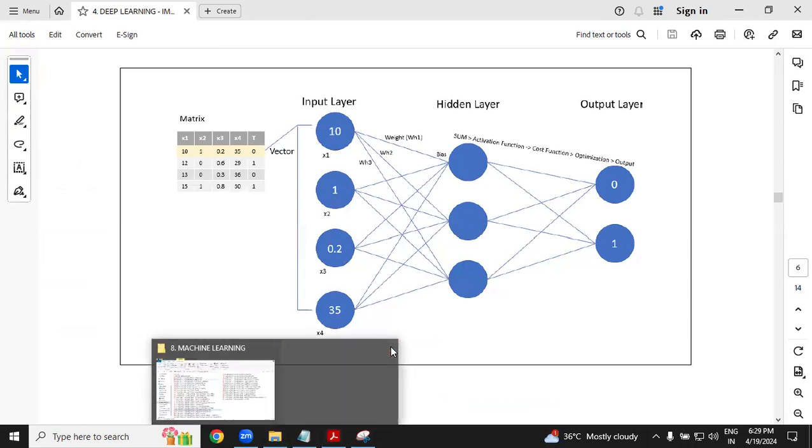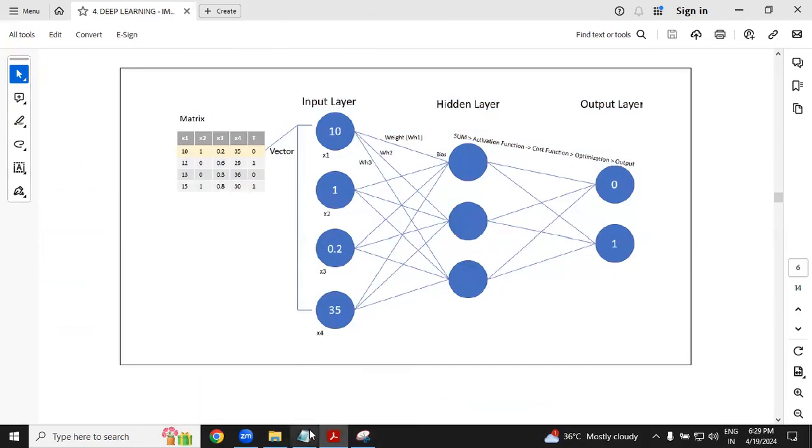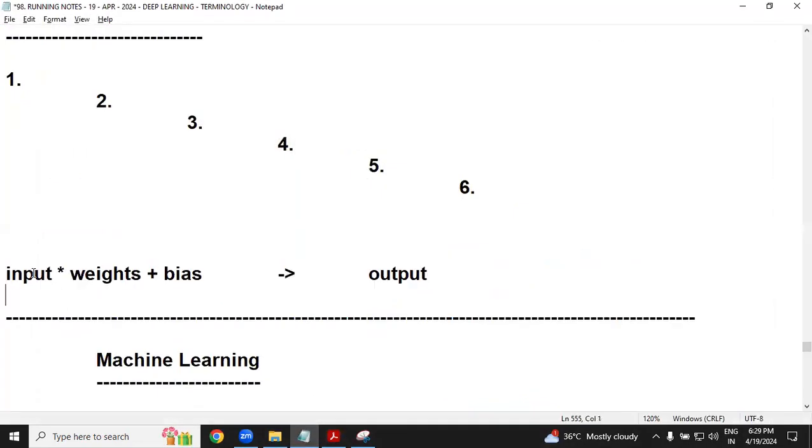Anyway, let's continue. I'm sorry, come back here. The discussion so far: I just explained this is the formula.